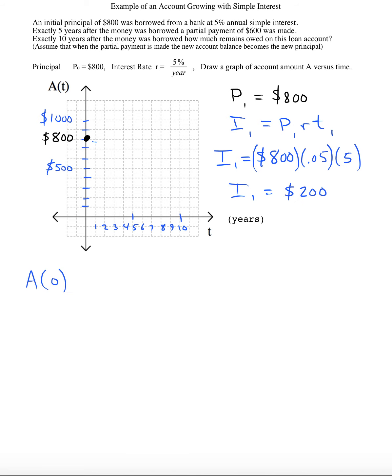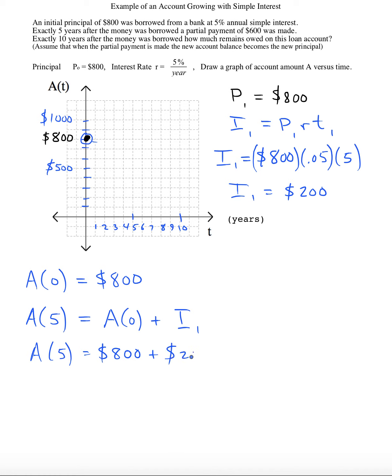A represents the amount in the account. A of 0 is $800. That's the initial amount in the account. What we want to do now is find A of 5 by adding A of 0 plus the interest that we had just calculated. That's going to give us 800 plus 200, which is $1,000.